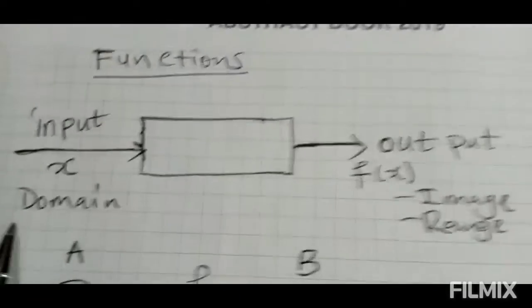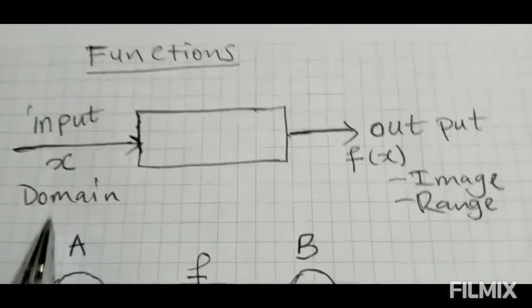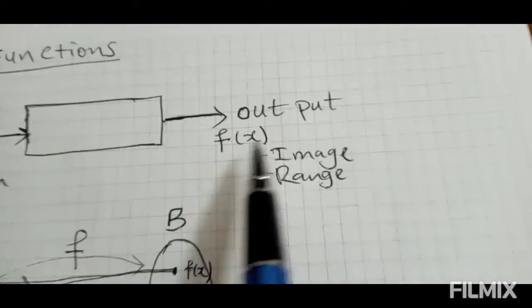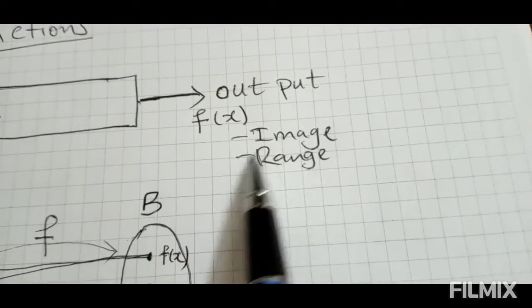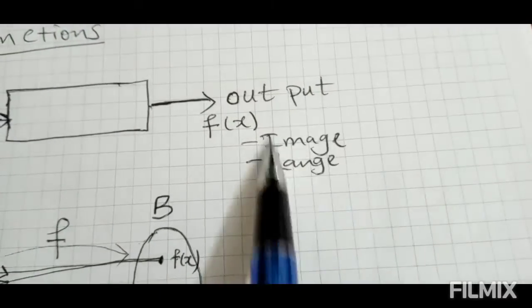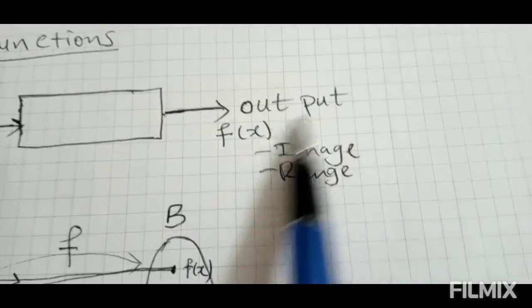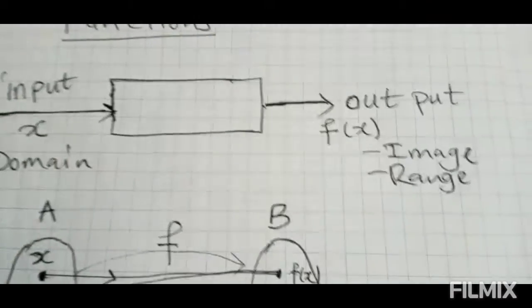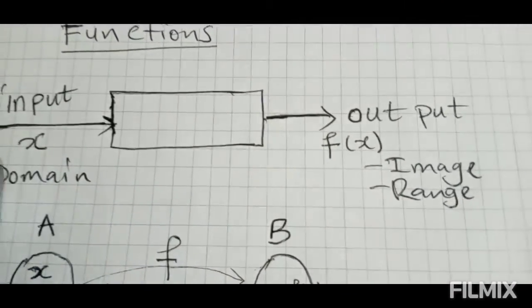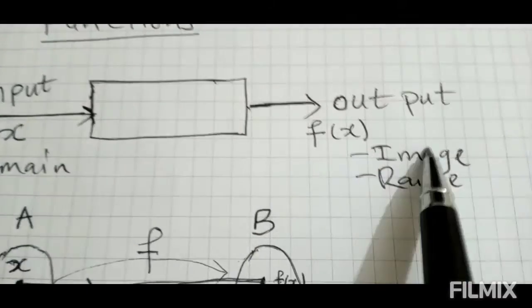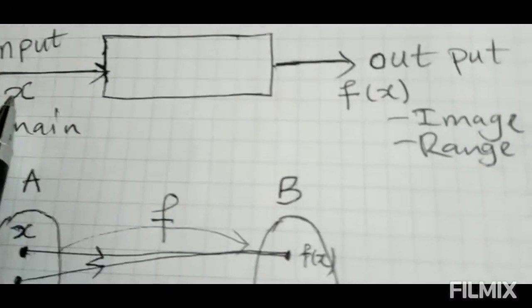Now, in mathematical terms, this input is called the domain, okay? And then the output is called the range. It's called the image, okay? It's called the image because it's coming from the input, okay? Now, this is called the image, okay? So it's the image of x, okay?